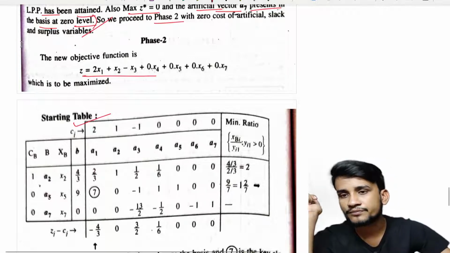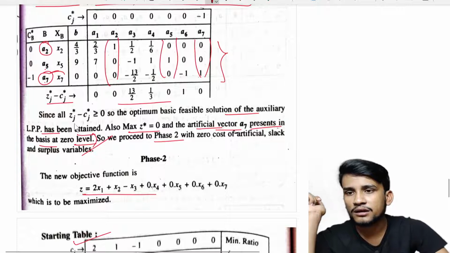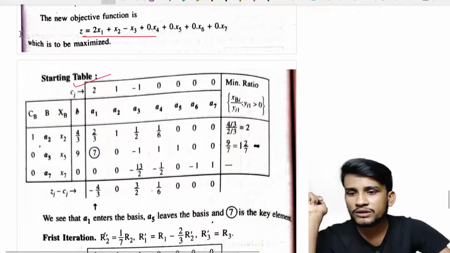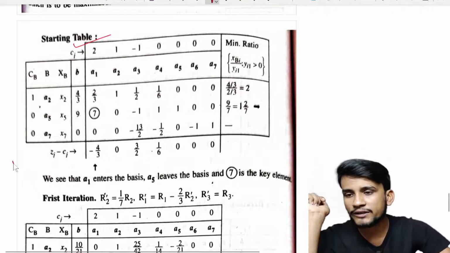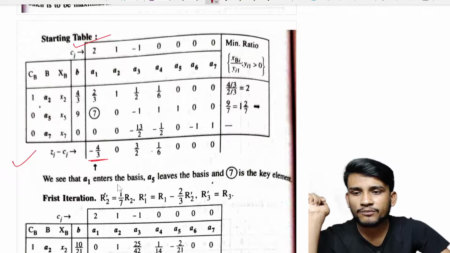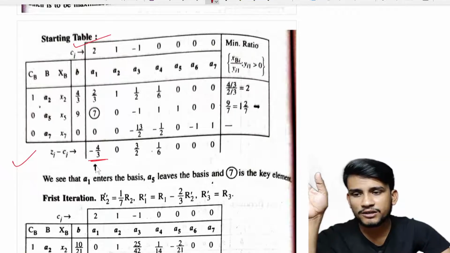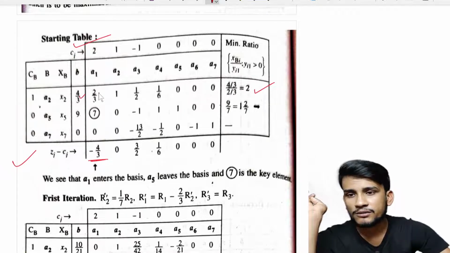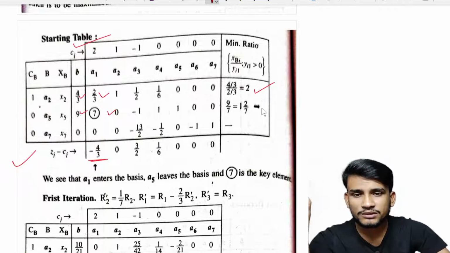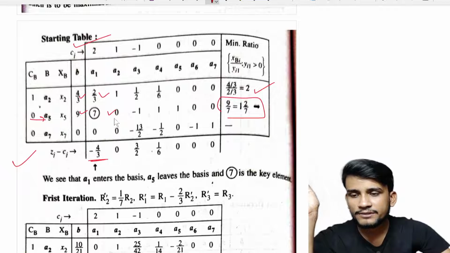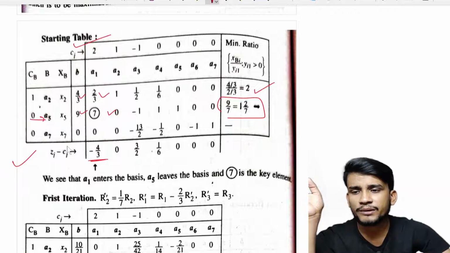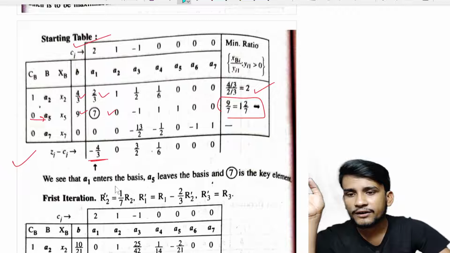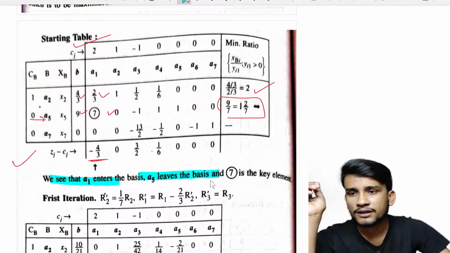Now from this table, after calculating the first table, we see that minus 4 by 3 is present, and it is the only negative term. Therefore A1 enters the basis, and if we calculate the minimum ratio, we get 4 by 3 by 2 by 3, and 9 by 7. The minimum of these is 9 by 7, so A5 leaves the basis, and the intersection element 7 is the key element. So A5 leaves the basis and A1 enters the basis. This is the starting table of phase 2.